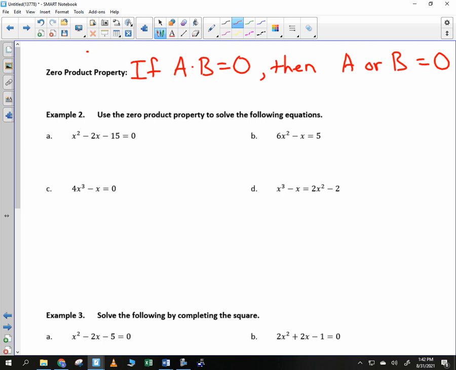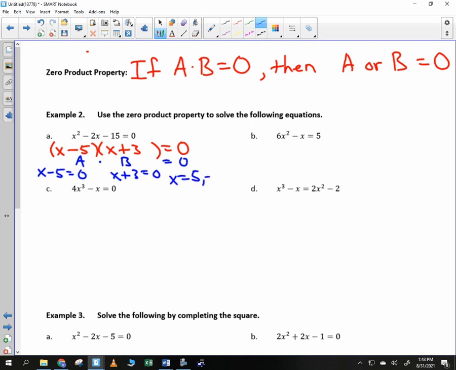So look at the first example here. X squared minus 2x minus 15 is equal to 0. This does factor. And once we have it factored, x minus 5, x plus 3 is equal to 0. So please notice that this is A times B is equal to 0. That fits the form that we had. So I set both of these equal to 0. X minus 5 is equal to 0, and x plus 3 is equal to 0. And so you've learned that x is equal to both 5 and negative 3. Any questions there? Good.